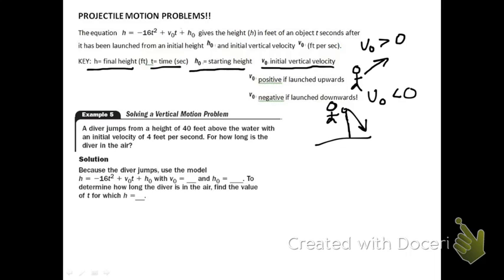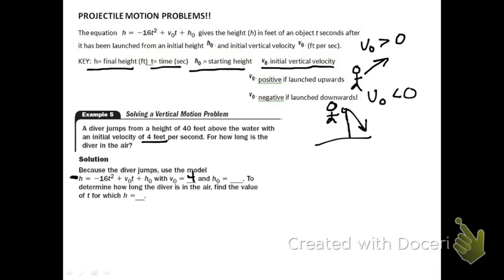It says a diver jumps from a height of 40 feet above the water with an initial velocity of 4 feet per second. How long is the diver in the air? Well, we're going to use the formula that I have above, and let's see if we can figure out the initial vertical velocity. They tell us the initial velocity is 4 feet per second, so I know that is 4.